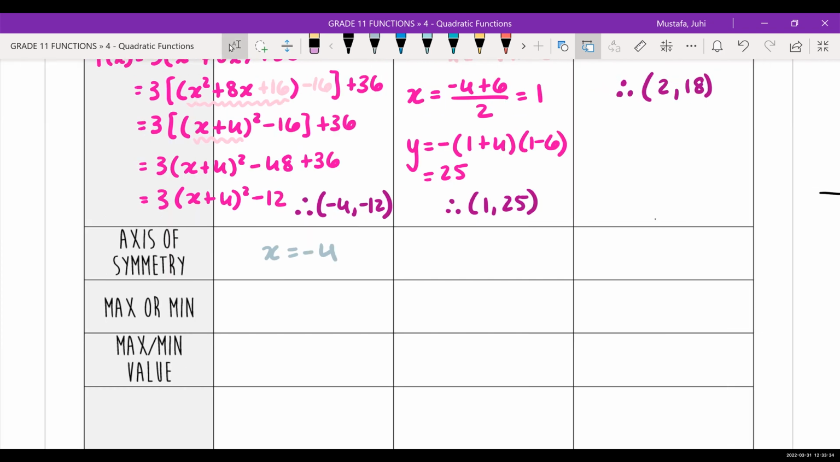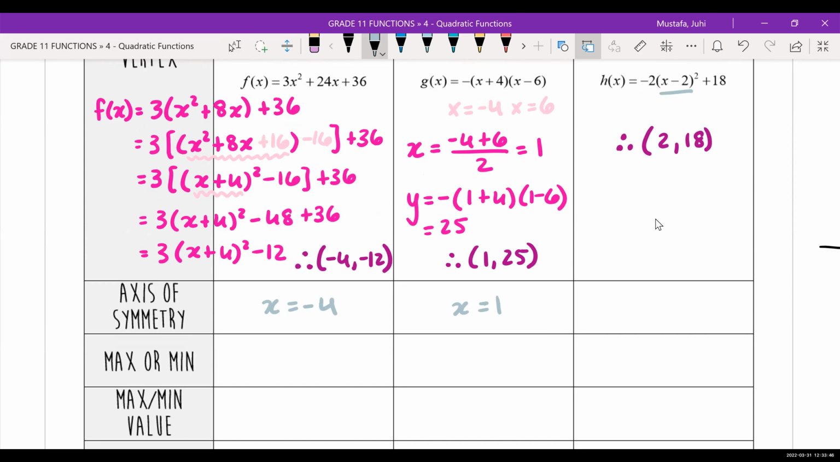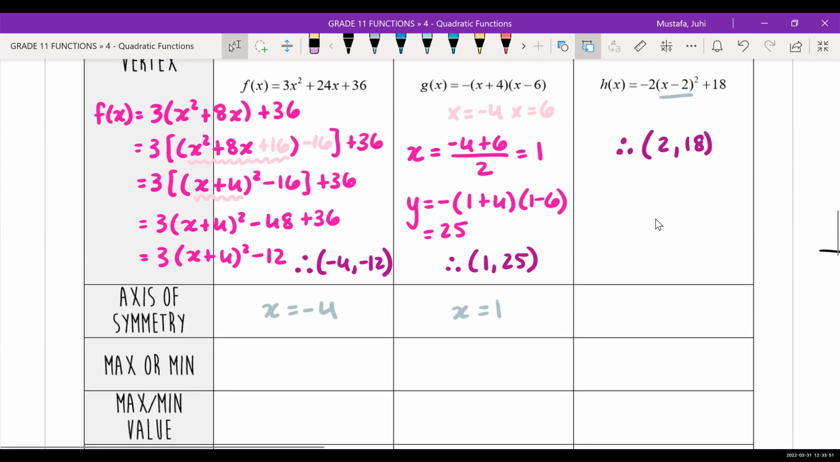There we go. For the second one, we just have the vertex. And so we just read off the x value, and it would be x is equal to 1. And then again, for the third one, we have the equation. So we're just going to look at this number over here inside the bracket. And that is going to tell us x is equal to 2 is the axis of symmetry.